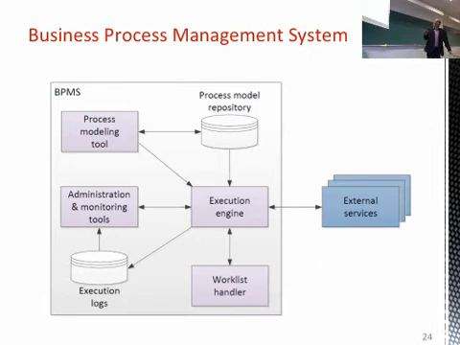Whenever there are user tasks, the execution engine cannot completely automate the execution. If it's a service task, I make a service call, I receive things back, I look at what came back, and I determine what to do next. If this is a user task, I need to give something to a user and wait. The standard way to do that is to have a notion of a worklist handler, part of the system that is responsible for managing queues of work for the user.